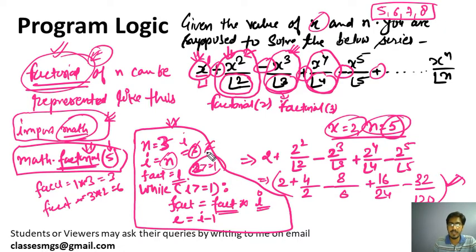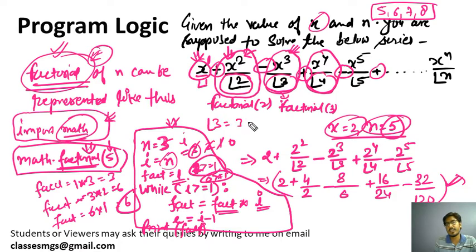Now i will decrement by 1, and i is 1, which is greater than or equal to 1, condition true. This time fact equals fact, 6, into i value 1, so 6 will be the result. Now i will decrement, it will become 0, 0 is greater than or equal to 1, condition false, and we will print the fact, and you are getting 6. So factorial of 3 is 3 into 2 into 1, that is 6. So this is how you can calculate the factorial using a while loop.